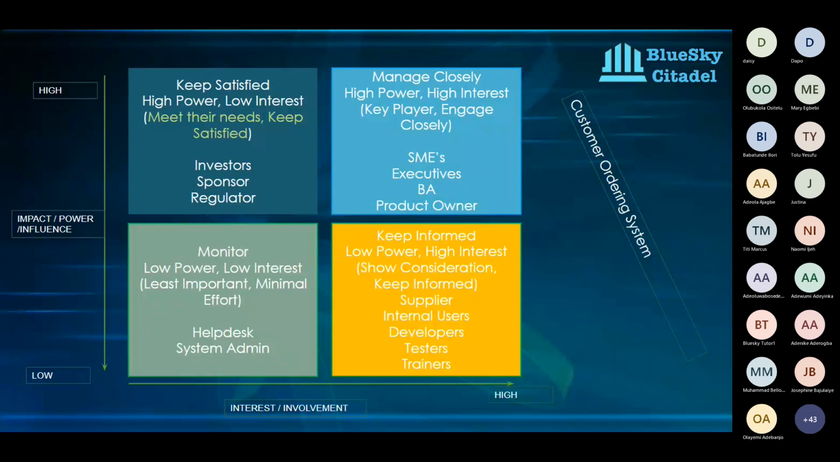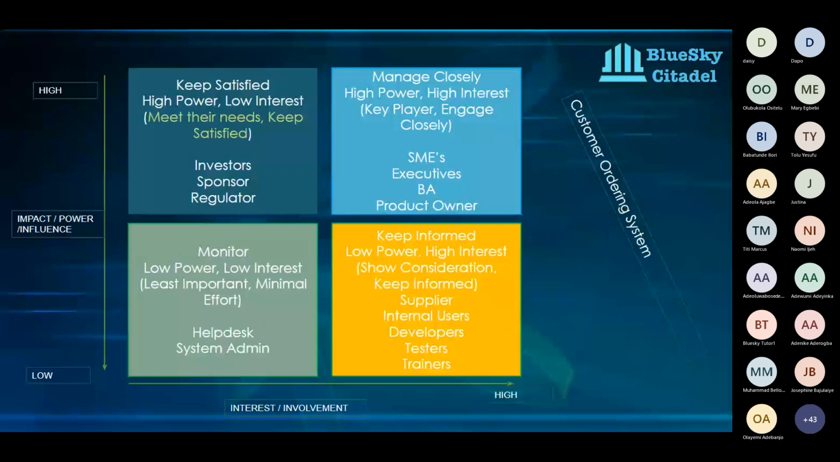So the low power, low interest stakeholders, these are stakeholders who barely have any influence or interest in your project. We have people that are working in departments not directly impacted by the project. I've put in some examples there, like your system admin, your help desk. They have very low power on the project, and low interest.